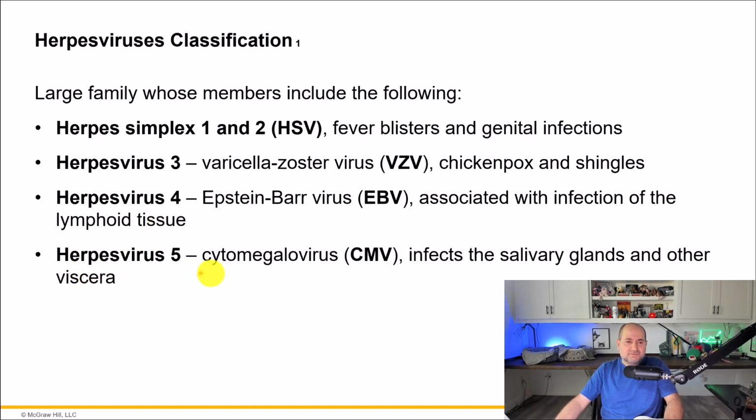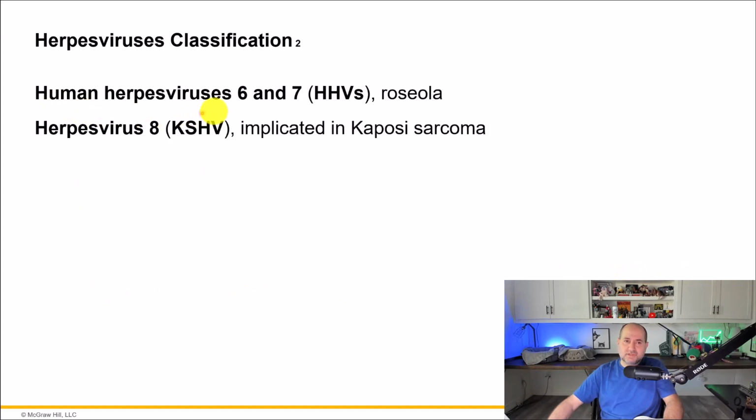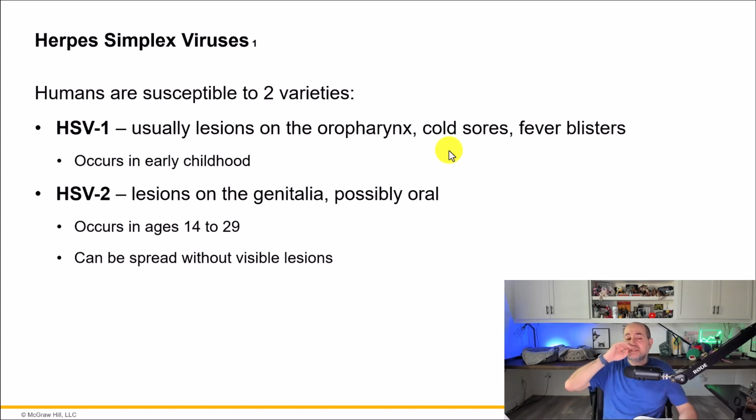Herpes virus 5, this is known as Cytomegalovirus, or CMV. It infects the salivary glands and other viscera. Then there's human herpes virus 6 and 7, or HHVs. These cause roseola. Herpes virus 8, or KSHV, which is implicated in a type of cancer called Kaposi sarcoma. So let's start talking about these viruses in more detail.